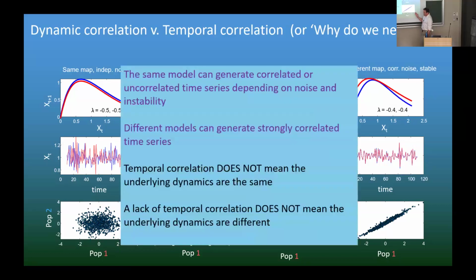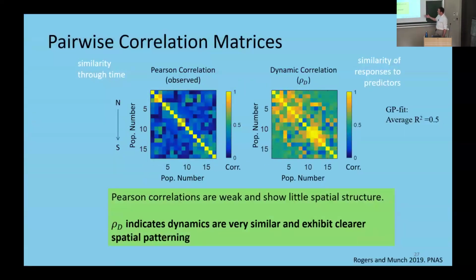So, to summarize, the same model can generate correlated or uncorrelated time series depending on noise and instability. And different models can actually generate strongly correlated time series, right? Temporal correlation does not mean that the underlying dynamics are the same, and a lack of correlation does not mean that they're different. I'm beating this dead horse because I had to go 3 rounds with a reviewer on this paper to get this across, and so I'm not bitter. I just want to make sure that there's no confusion. All right. So when we apply our dynamic correlation to the crab time series, this is what we do.